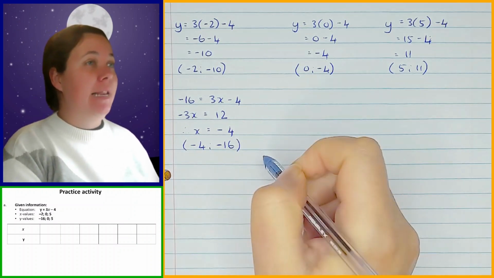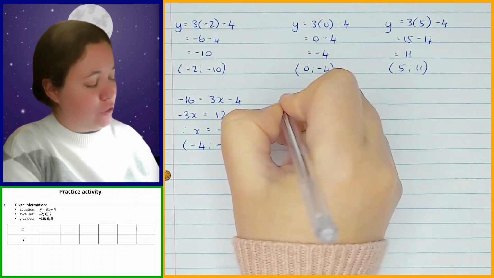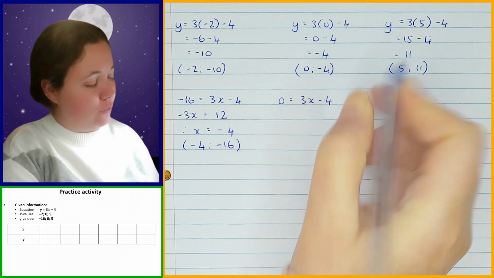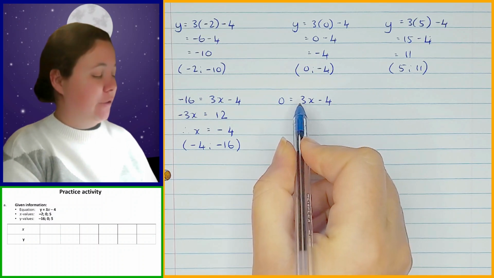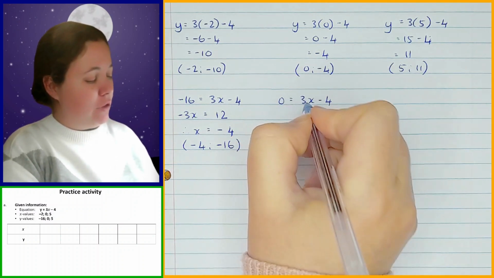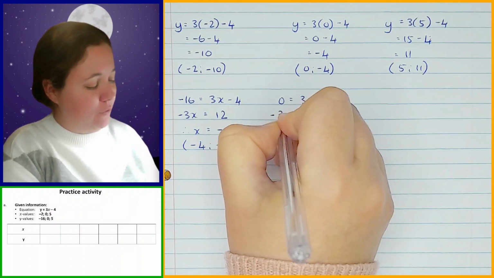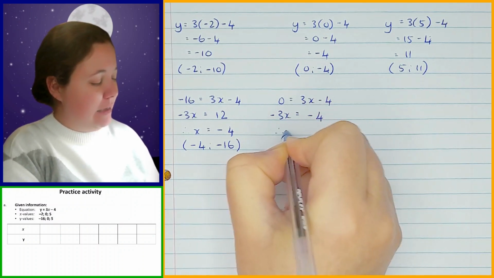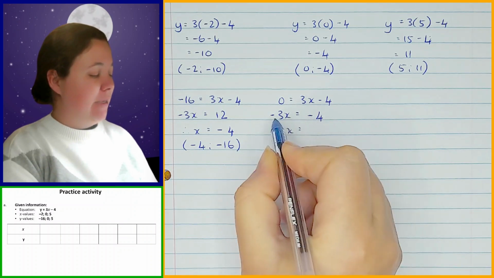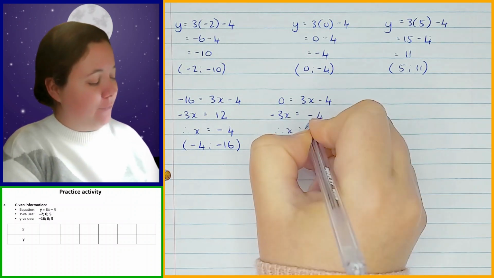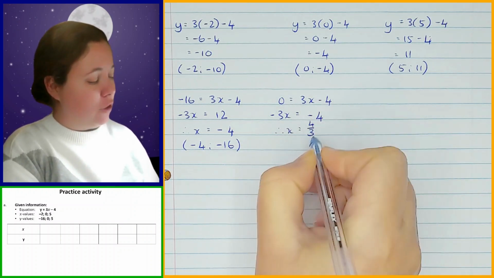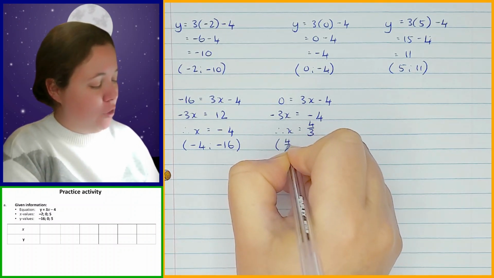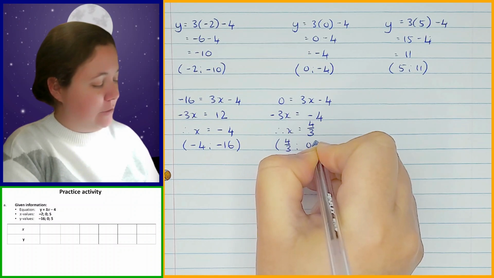Okay, now the next y value is 0. So that's 0 equals 3x minus 4. So again, if I take the 3x and get rid of it on that side, I'm going to subtract on both sides. That's negative 3x equals negative 4. Then x is equal to a negative divided by negative is positive, and 4 over 3. I can't simplify that, so it stays like that. So our ordered pair is going to be 4 over 3, 0.